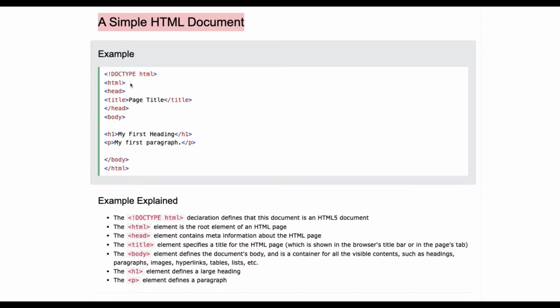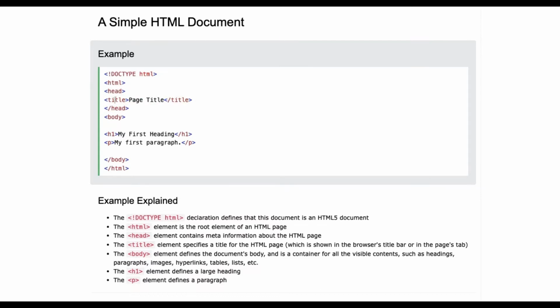The doctype HTML declaration defines that this document is an HTML5 document. The HTML element is the root element of an HTML page. The head element contains meta information about the HTML page.